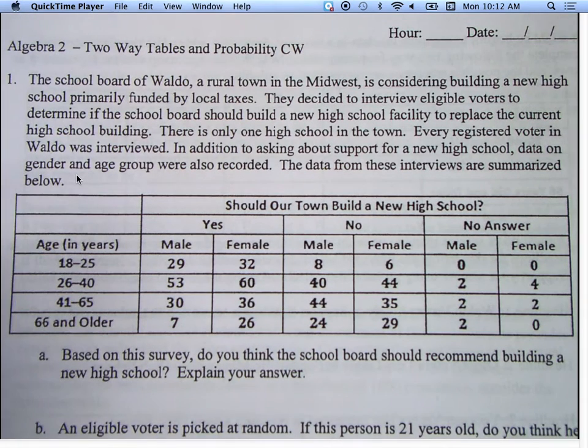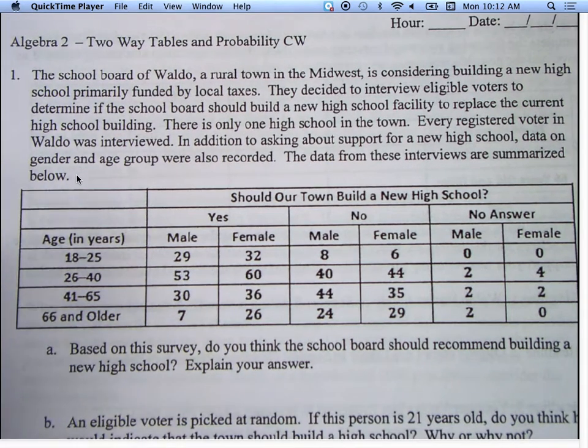Okay? So, based on this survey, do you think the school board should recommend building a new high school, and explain your answer? All right. So, first of all, how many people are there? How many voted yes and how many voted no? How would I find that out? All right, let's do it. So you need to add everything up to find the total number of people who were surveyed.